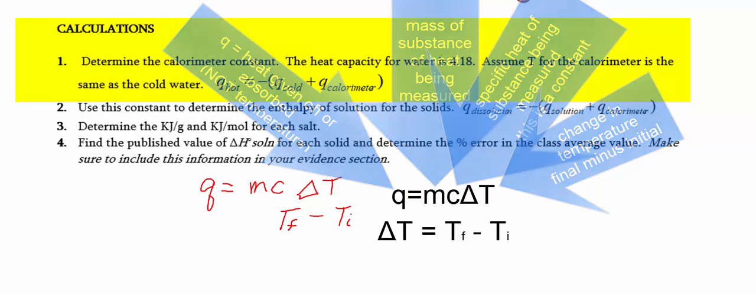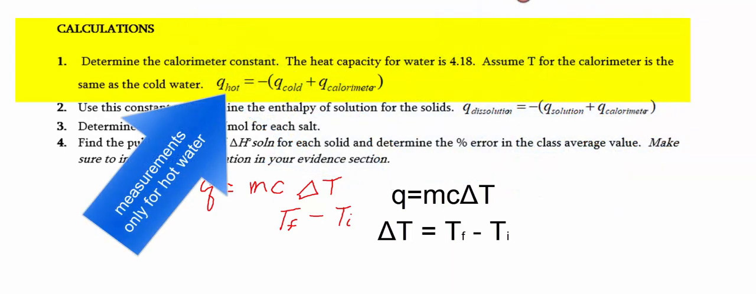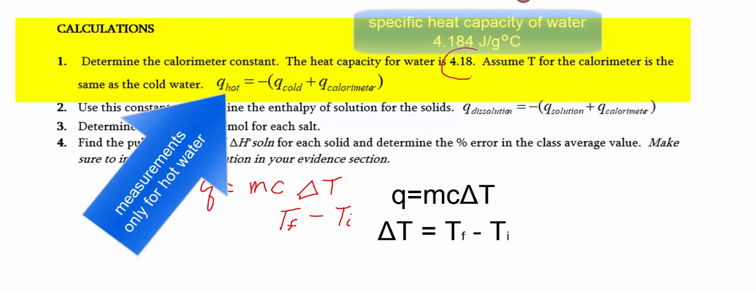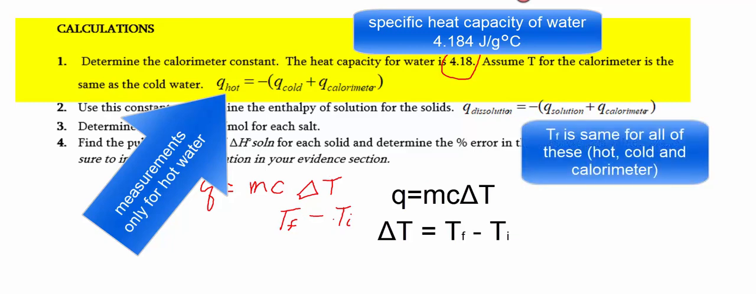So your Q for your hot is only for your hot water. So that is the mass of your hot water times the specific heat of your water, which is 4.184 joules per gram degree C, times the change in temperature of only your hot water.